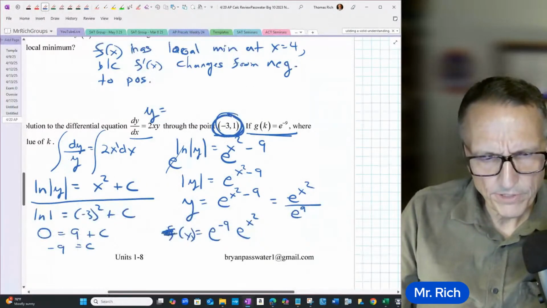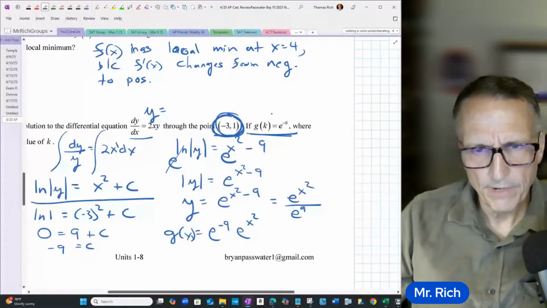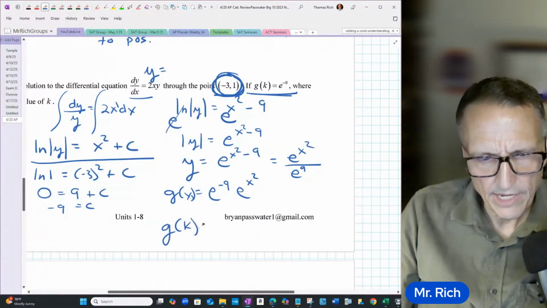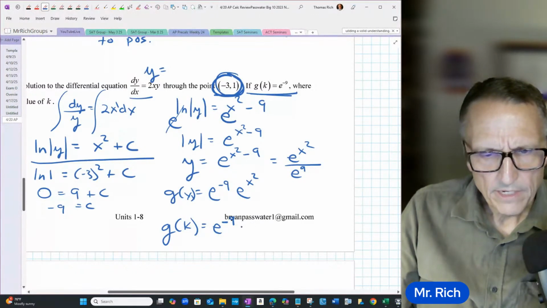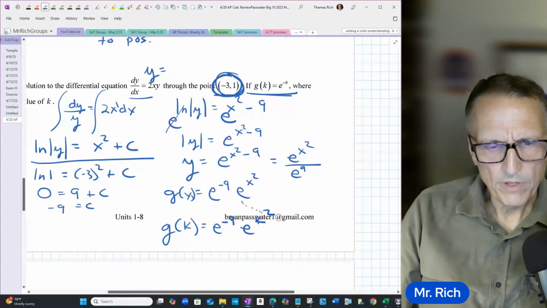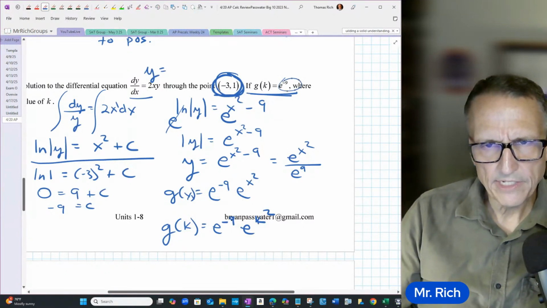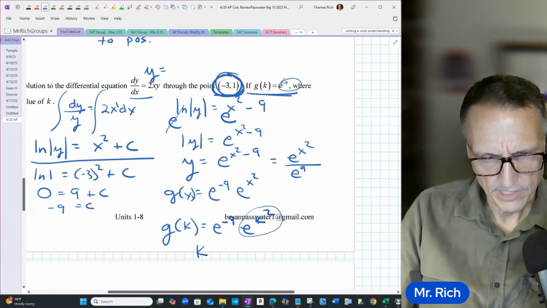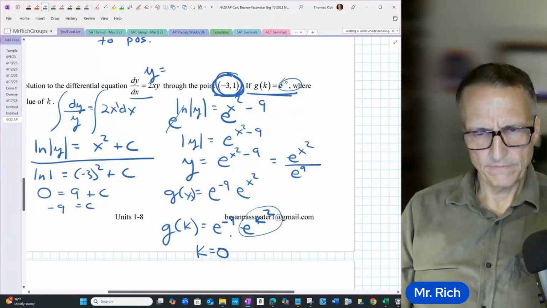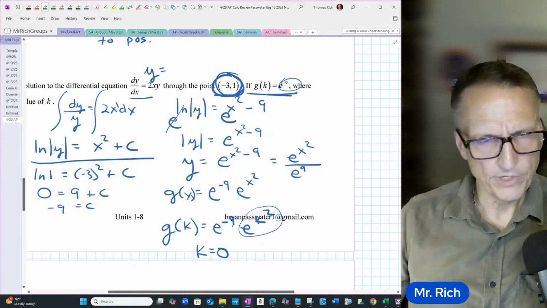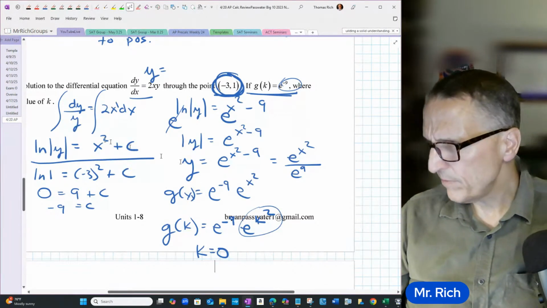Now I'm going to try to answer their particular question. They said if g of k is equal to e to the minus 9. Well, I'm just going to do what they say. If g of k, what would that be? It would be e to the minus 9 times e to the k squared. In order for g of k to be equal to e to the minus 9, this has to be equal to 1. So it's pretty easy to see that k has to be 0, because e to the 0 is 1. So my answer to their question is k is equal to 0.